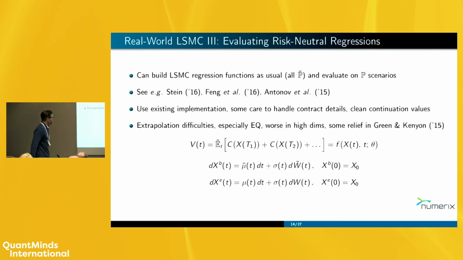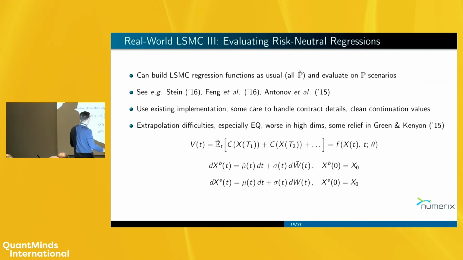All right, moving forward, another way of doing this is along the lines of Stein and Feng et al. These guys do a lot of great work in this area. And Antonov et al., the work we did a few years ago. The idea would be you're building those regression functions, just reevaluate those regression functions. Build your regression functions as per usual using pricing measure paths, and then just evaluate those regressions off paths simulated off the physical measure model.